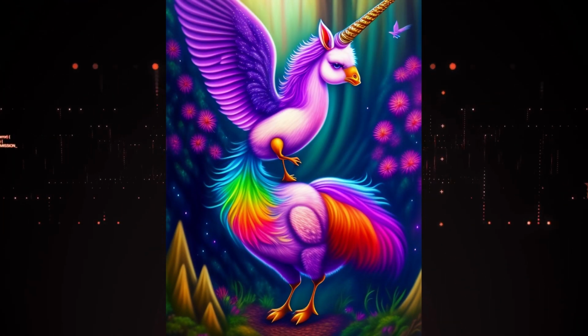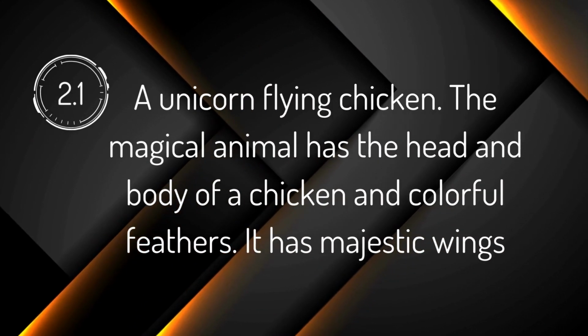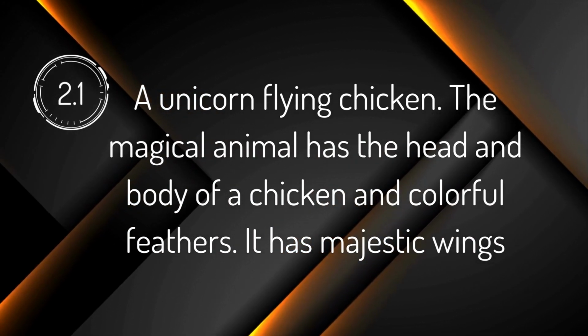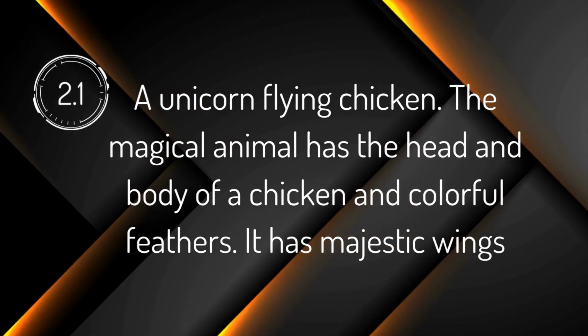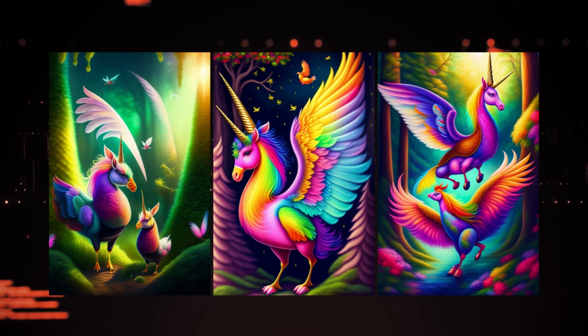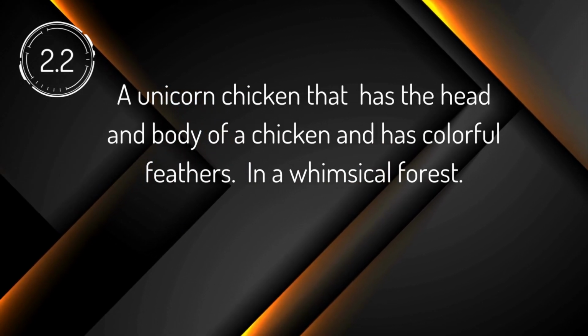Not exactly what we hoped for, so we decided to tweak the prompt and add more key descriptive details: a unicorn flying chicken. The magical animal has the head and body of a chicken and colorful feathers. It has majestic wings. This is what Lexica generated. We then tried to describe the environment of the unicorn chicken, adding little details like a whimsical forest. The images were colorful but not quite what we wanted.